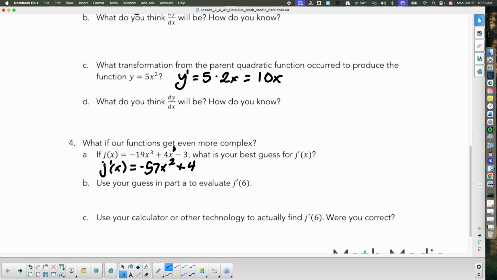Do you want me to put it in here just for our notes for now? Maybe when you guys are looking back at this, that might help. Okay, and then the derivative of 3. 0. Perfect. Okay, and then if you want to simplify it past that, you certainly can. So negative 57x squared plus 4.